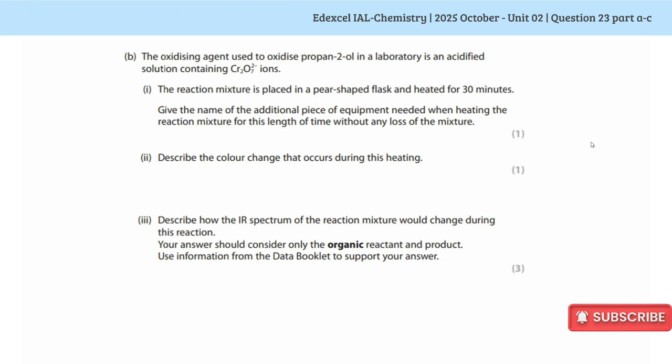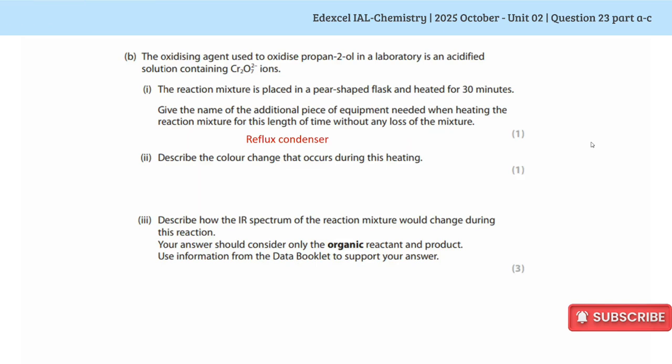Part B, the oxidizing agent used to oxidize propan-2-ol in a laboratory is an acidified solution containing dichromate ions. The reaction mixture is placed in a pear-shaped flask and heated for 30 minutes. Give the name of the additional piece of equipment needed when heating the reaction mixture for this length of time without any loss of mixture. In this kind of heating of volatile substances, or even sometimes prolonged heating of aqueous solvents, we include a reflux condenser to minimize the loss of contents in the system.